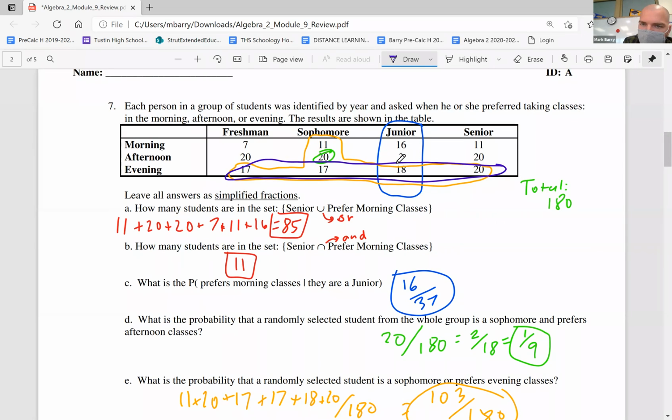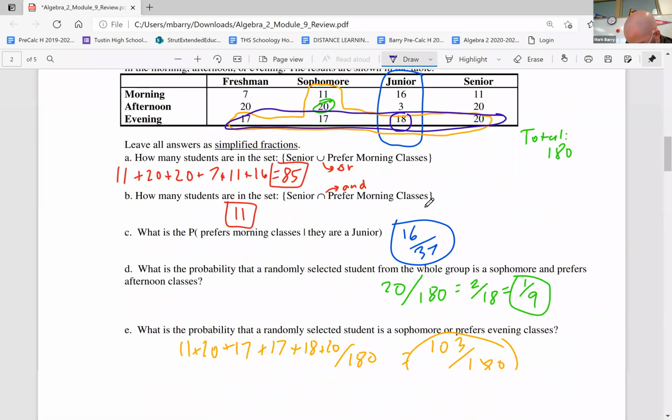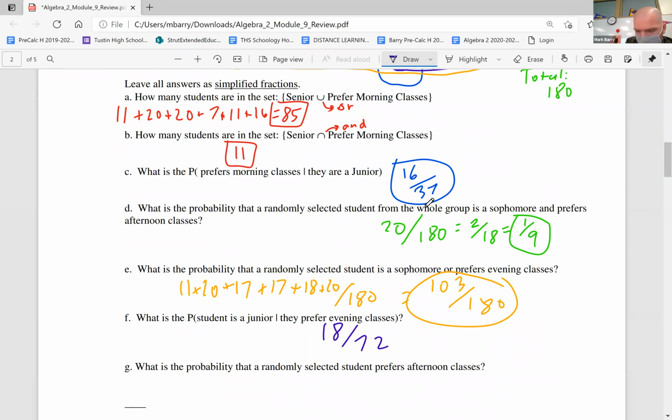The juniors. And if you divide those both by, actually they both divide by 18. I'll do 9 though. If you divide them both by 9, it would be 2 over 8, which would then reduce to 1 over 4.